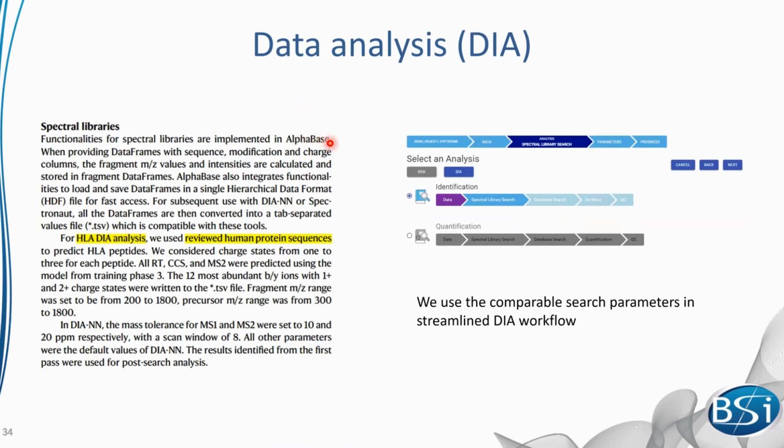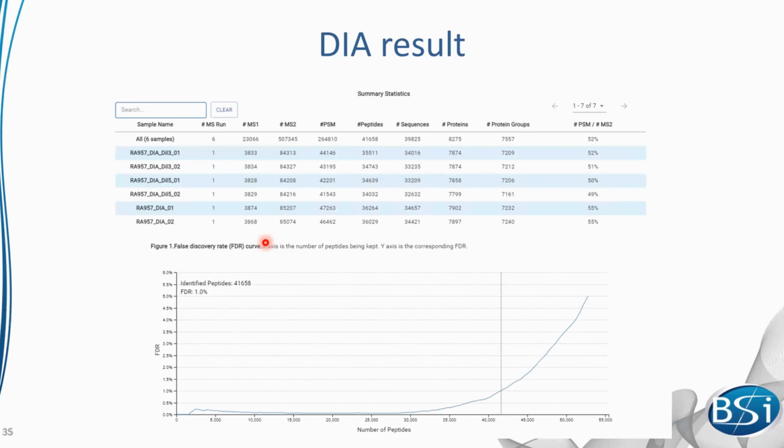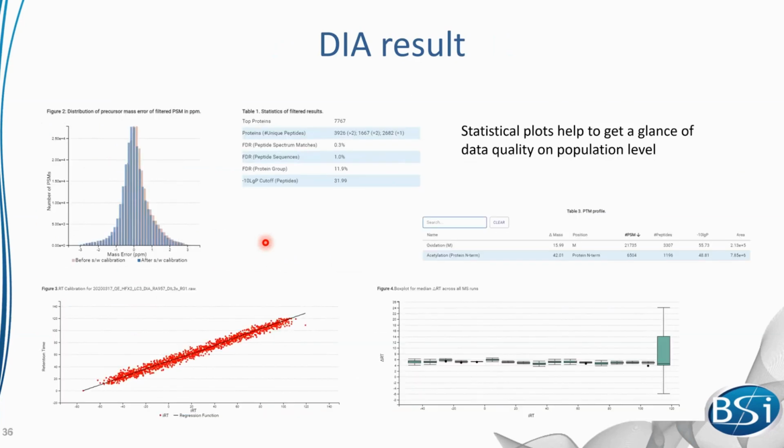And we use comparable search parameters, and we all use the human reviewed sequence to do the DIA search. This is the summary of the result. Based on the mass shift and the retention time, we see that our result is stable, and the delta RT, the RT regression, is very good in this data set.